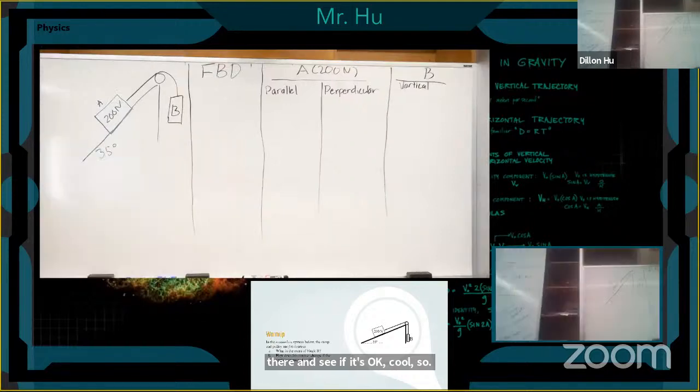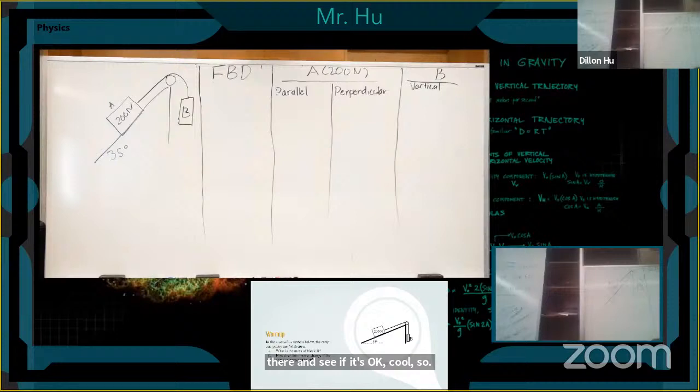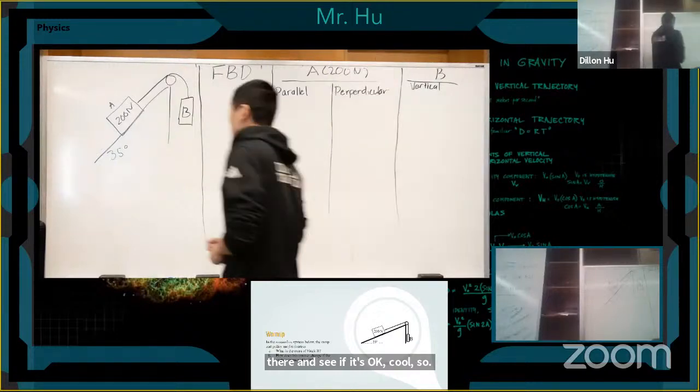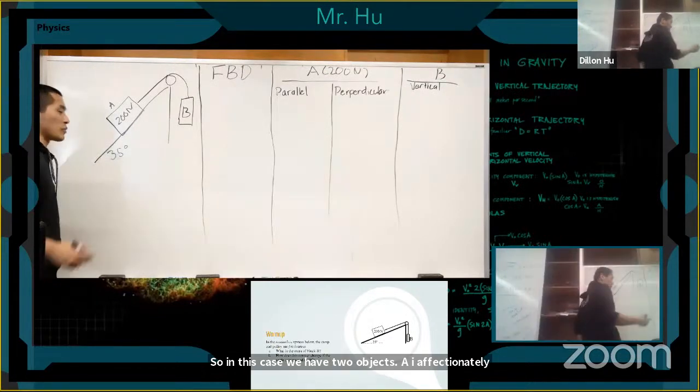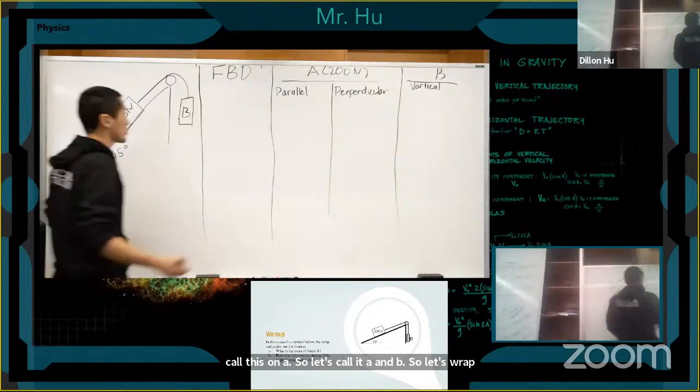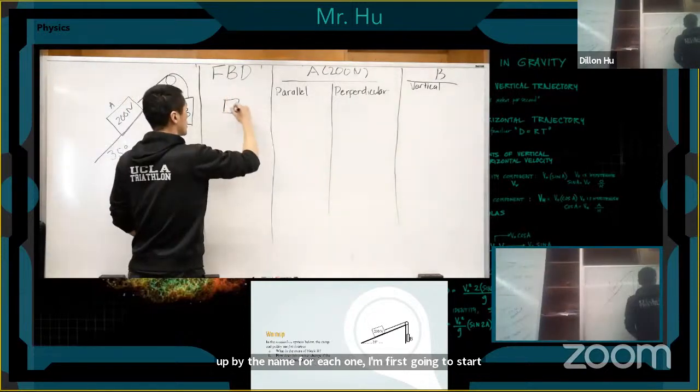To get started, what I like to do is always draw free body diagrams. So in this case, we have two objects. I affectionately call this one A. So let's call this A and B. Let's draw a free body diagram for each one. I'm first going to start with B because B is easier.